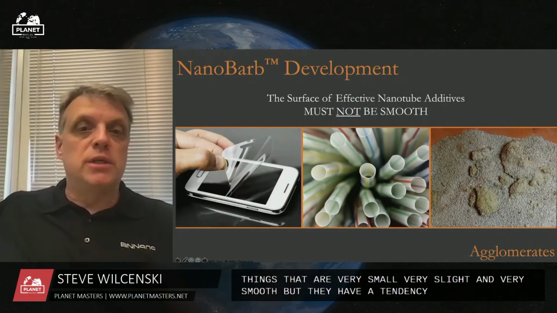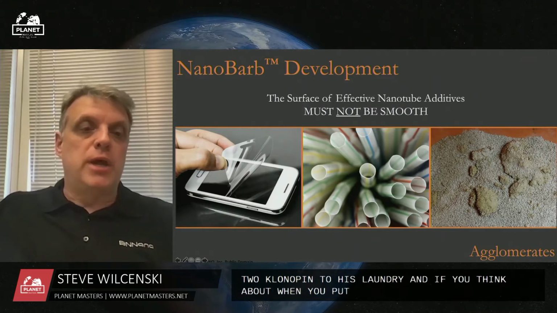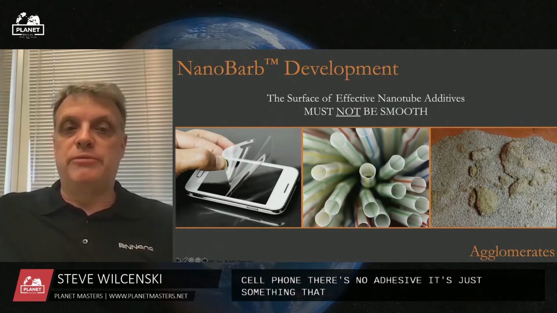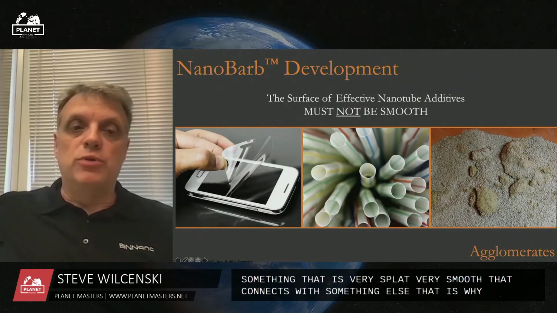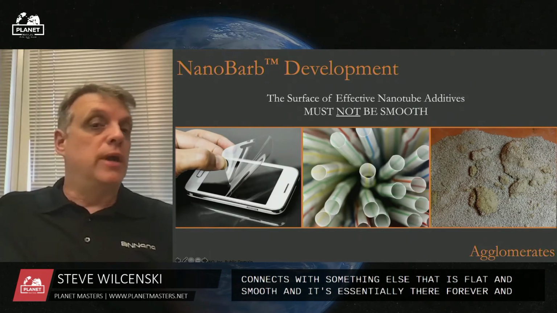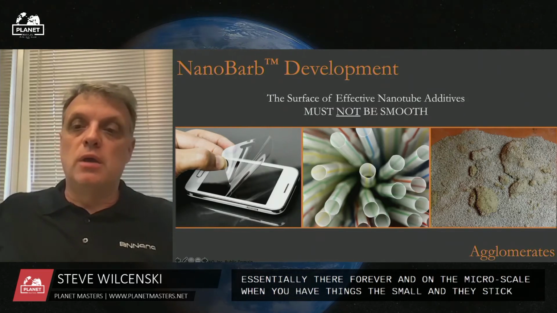They have a tendency to stick together, to clump, and to agglomerate. And if you think about when you put that screen protector on your cell phone, there's no adhesive. It's just something very flat and very smooth that connects with something else that is flat and smooth, and it's essentially there forever. That's a challenge on the micro scale, and even more of a challenge on the nano scale. When you have things this small and smooth, when they stick, they clump.